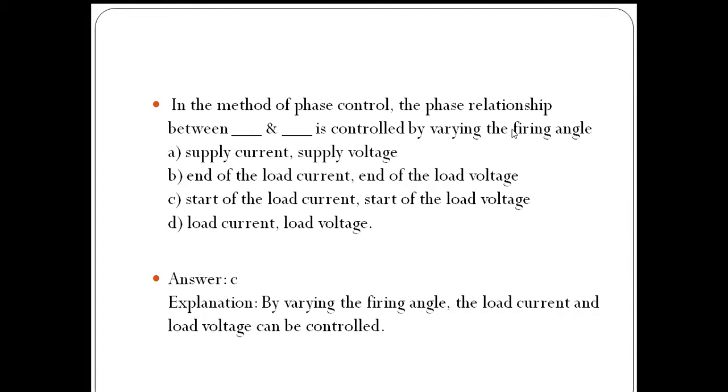The method of phase control: the phase relationship between dash and dash is controlled by varying the firing angle. Options are supply current and supply voltage, end of load current and end of load voltage, start of load current and start of load voltage. Actually, here we have control by providing the firing angle. At the instant we provide the firing angle, the device starts conducting, and when the device starts conducting we get output voltage. So by means of phase control, we have control over the start of load current and start of load voltage. So the answer is C. By varying the firing angle, load current and load voltage can be controlled.